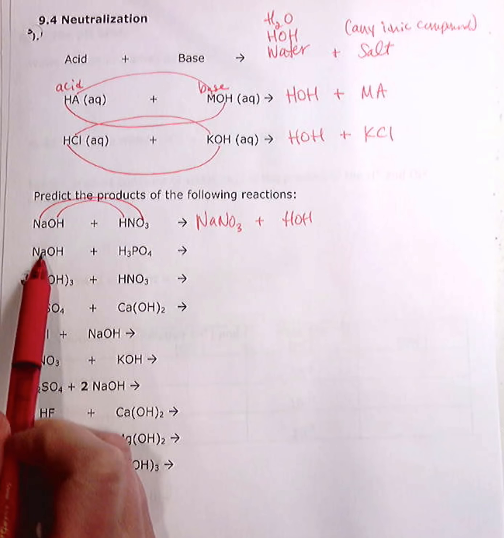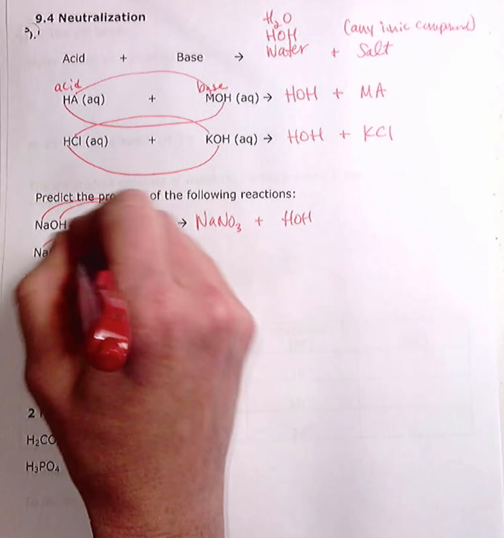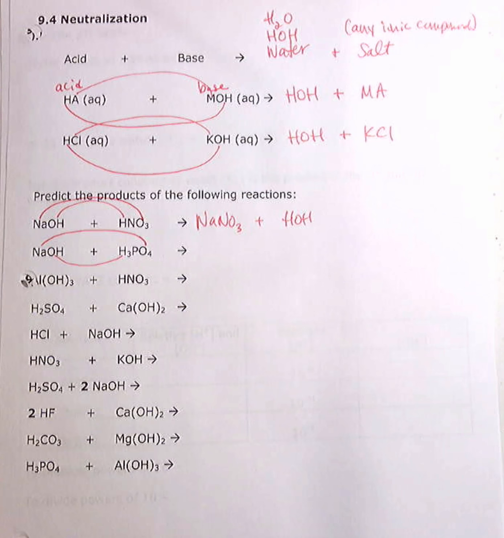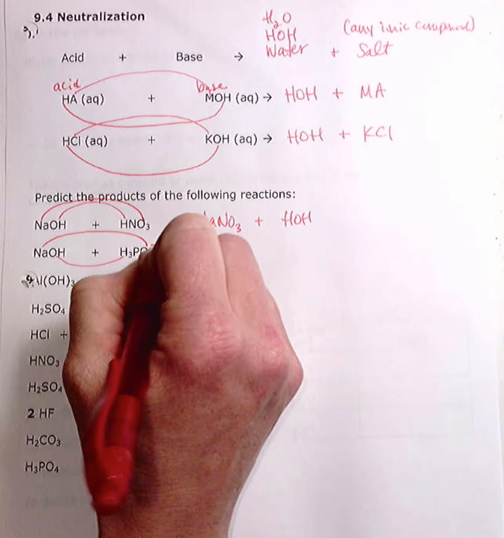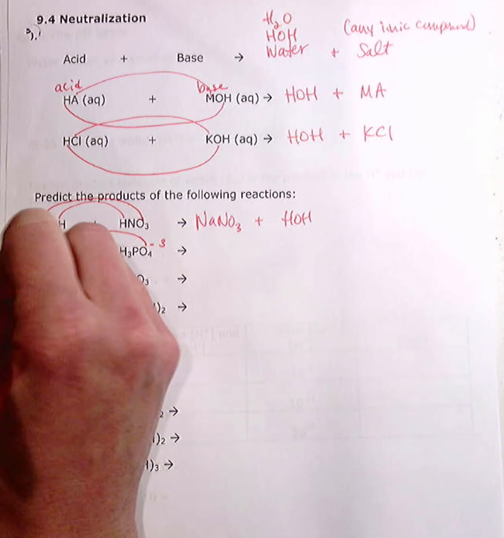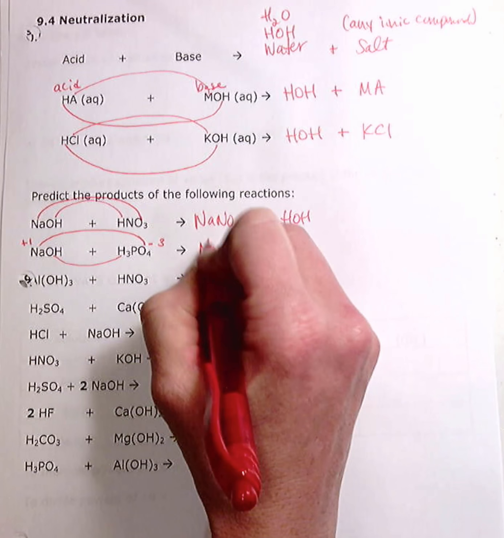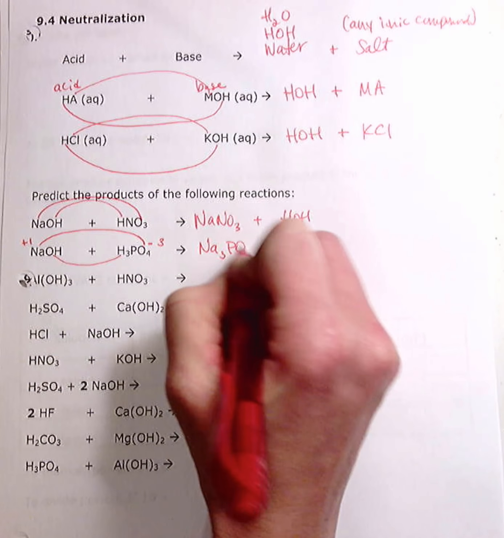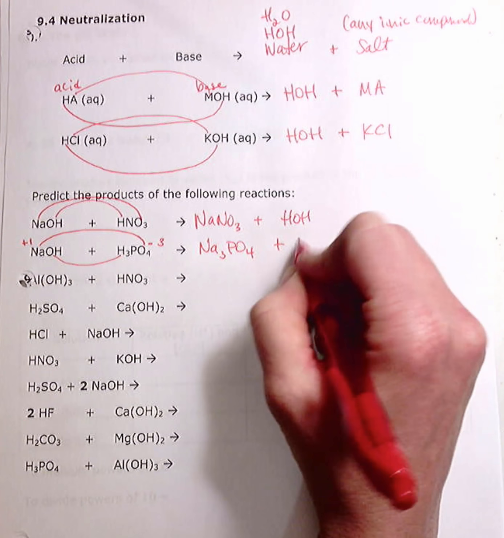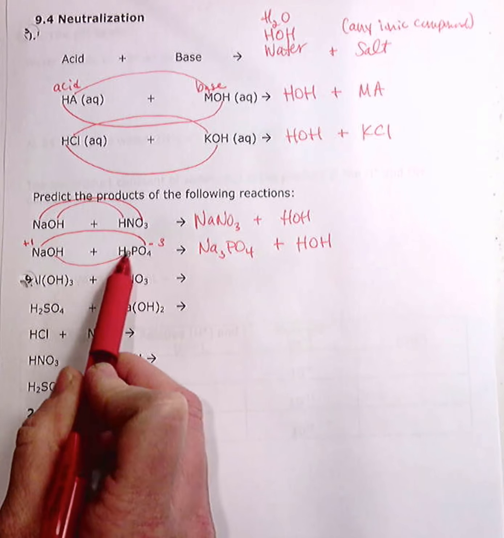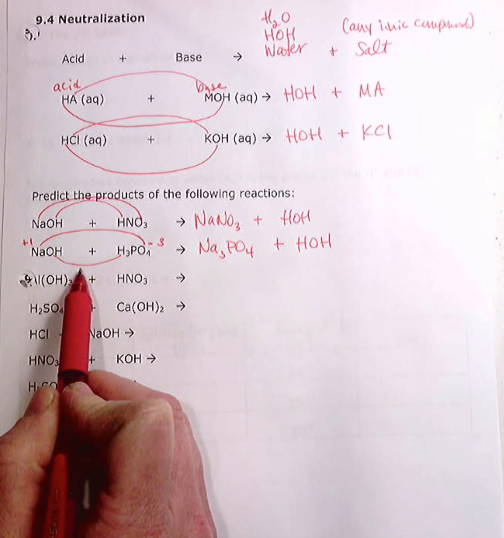Okay, now with this next one, we're going to combine sodium and phosphate and H and OH. Now, this is a little trickier because the charge on phosphate is -3 and the charge on sodium is +1. So, in order to write the formula, it's going to be Na3PO4. And then you'll end up with HOH. Don't worry about bringing this 3 over just yet. We'll take care of that balancing.